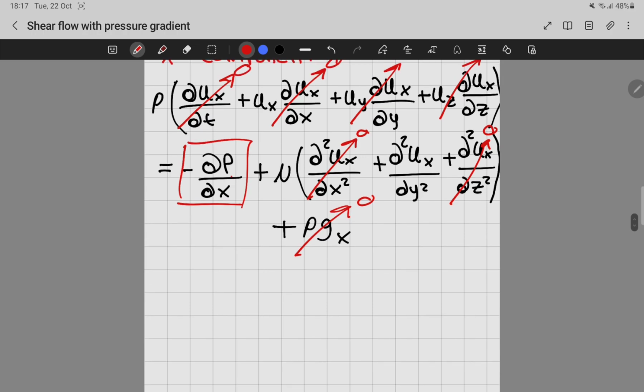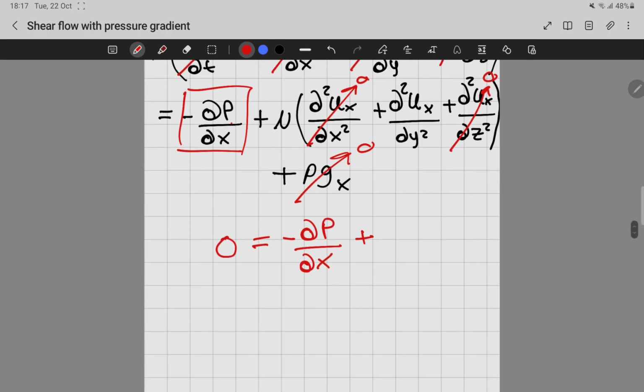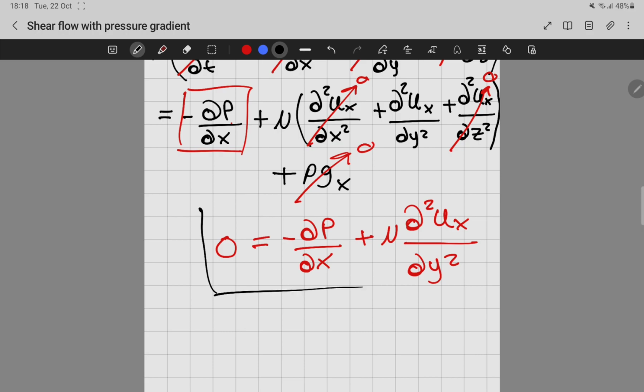So what do we have now? We have the following equation. All the left hand side is going to be equal to 0. So this is equal to the pressure gradient, which is constant, plus the viscosity multiplied by the second derivative of ux in y direction. So this is our simplified system.